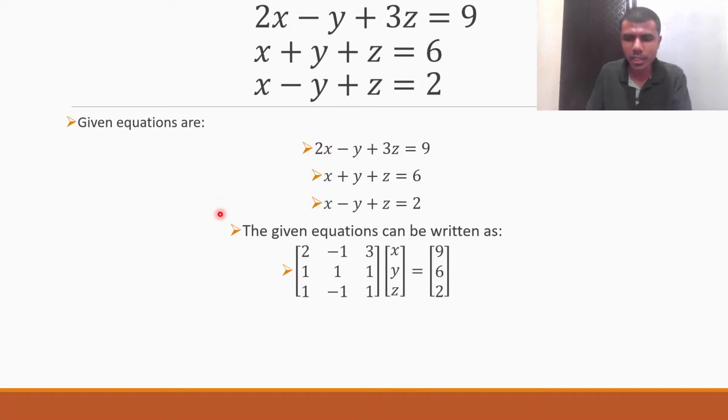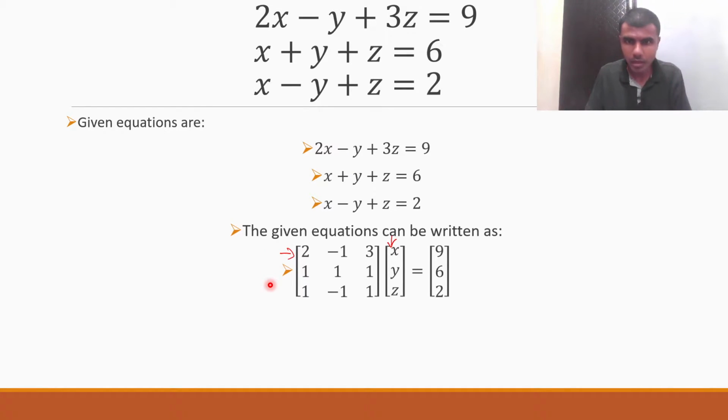Now how matrix multiplication works is, this row into this column will give 2 into x minus 1 into y plus 3z equal to 9. So that's when I'll get the first equation. Likewise, if you multiply the second and third rows, you'll get the second and third equations. So that's how this system of equations can be written in matrix form.